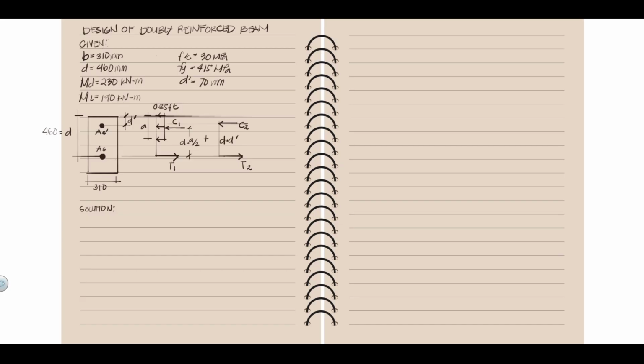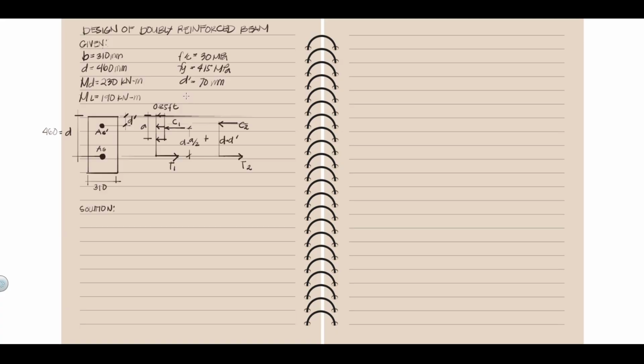Of course, we have the material strength. We have F prime C equal to 30 megapascal and Fy equal to 415 megapascal. Of course, we have D prime, the distance of the compression bar from the extreme concrete fiber. We have 70 mm if a compression bar is necessary. So we need to check first if our design is a doubly reinforced design.